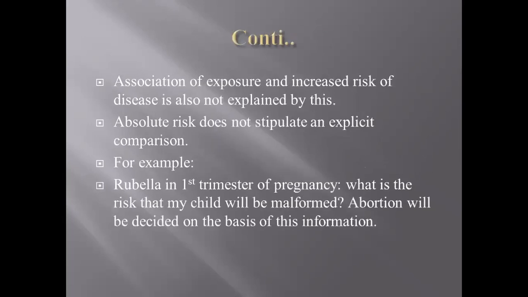The association of exposure and increased risk of a disease is not explained by absolute risk. Absolute risk does not stipulate an explicit comparison. For example, rubella infection in the first trimester of pregnancy. What will be the risk of a child being malformed? And abortion will be decided on the basis of this information. So abortion cannot be decided on the incidence of malformation due to rubella infection in the first trimester of pregnancy.